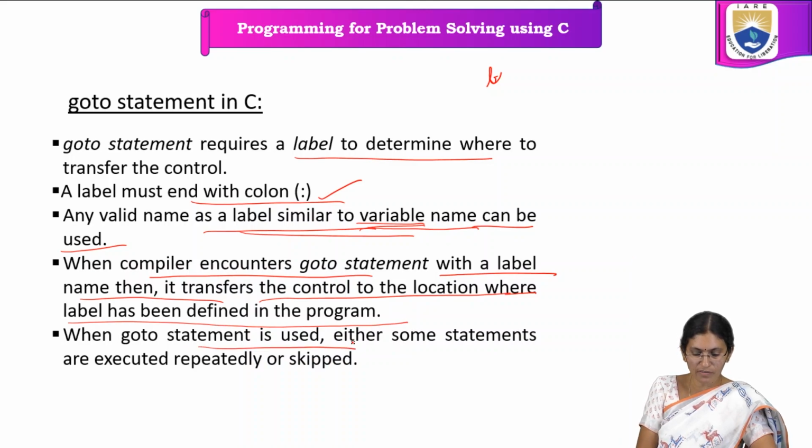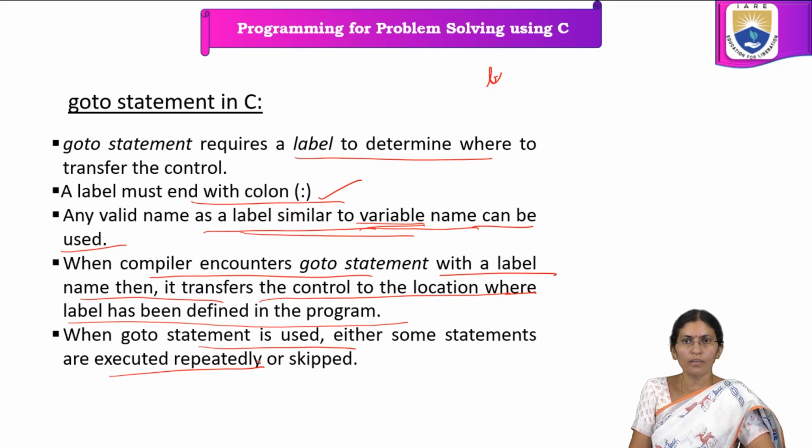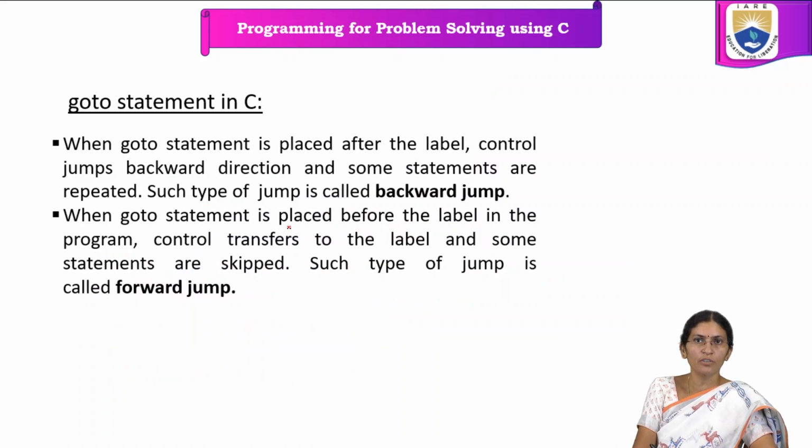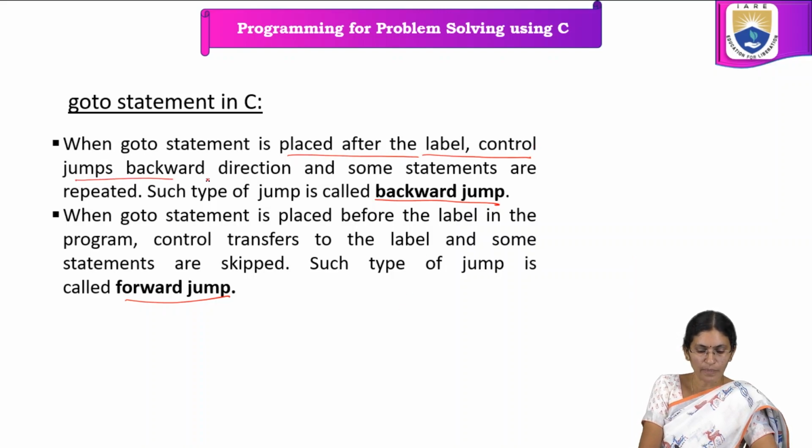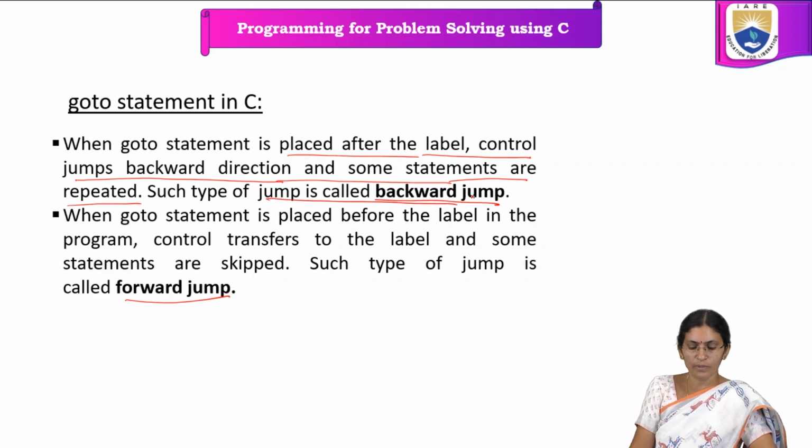When the goto statement is used, either some statements are executed repeatedly or some of the statements are skipped. So there are two ways in which control can be transferred: one is the backward jump and the other is the forward jump. When the goto statement is placed after the label, control jumps in the backward direction and some statements are repeated. Such a jump is called a backward jump.